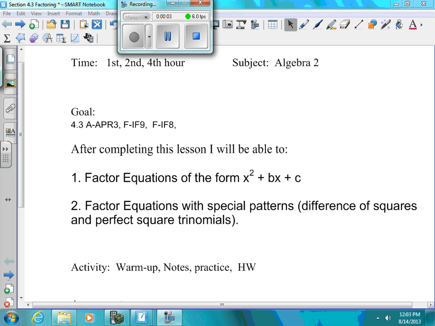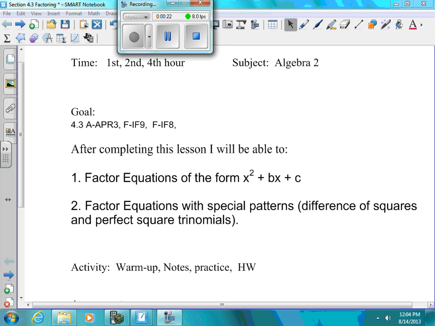Hello again. We are continuing on with Unit 4, or Unit 1, it's going to be Chapter 4. Today's section, we're going to start with 4.3, which is factoring and solving. We're going to focus just on factoring first. What I mean by factoring quadratic equations.